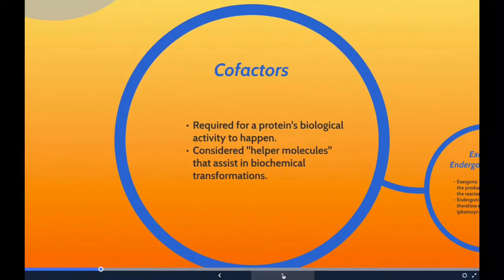A cofactor is a non-protein chemical compound or metallic ion that is required for a protein's biological activity to happen. These proteins are commonly enzymes, and cofactors can be considered helper molecules that assist in biochemical transformations. Cofactors can be subclassified as either inorganic ions or complex organic molecules called coenzymes. Coenzymes are mostly derived from vitamins and other organic essential nutrients in small amounts.